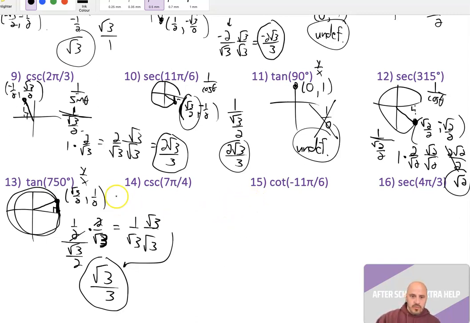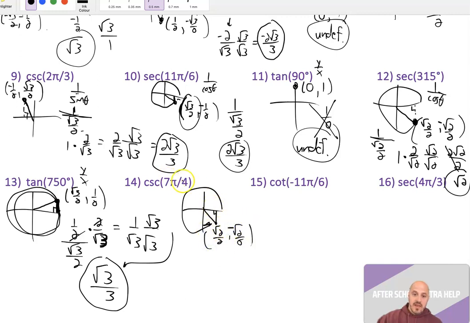Our last 3, because I'm crowding into this one here. Let's see, 7 pi over 4. I'm down by this guy, right? And it's a 45-degree triangle, 45, 45, 90. So both sides are root 2 over 2. We've seen these before. Be careful what's negative.